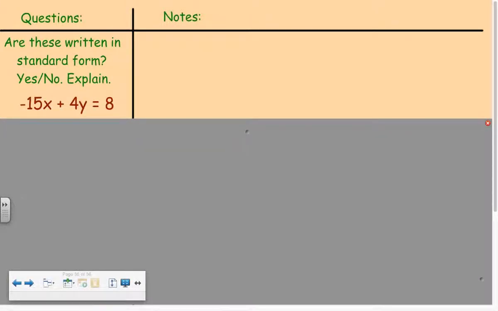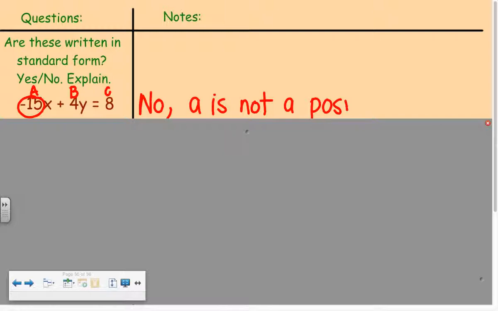So this first one, if I go through my rules, x and y are on the same side, they're on the left-hand side, so that part is right. Second, a has to be a positive integer. Well, this is my a, this is my b, this is my c. A is -15, which is not a positive integer, so my answer is no. I'll say a is not a positive integer. Or I could say no, a is -15. That's what makes it not in standard form.